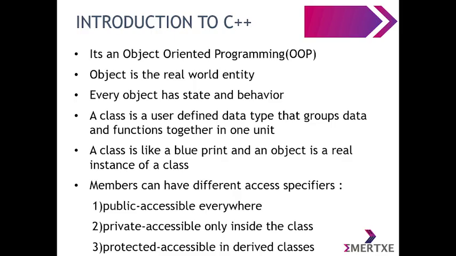The introduction to C++. It is object-oriented programming, and in C++ an object is a real-world entity. Every object has a state or property, and a behavior, which is an action. A class is a user-defined data type that groups data and functions together in one unit. A class is like a blueprint and an object is a real instance of a class. Members can have different access specifiers: public, accessible everywhere; private, accessible only inside the class; and protected, accessible in derived classes.